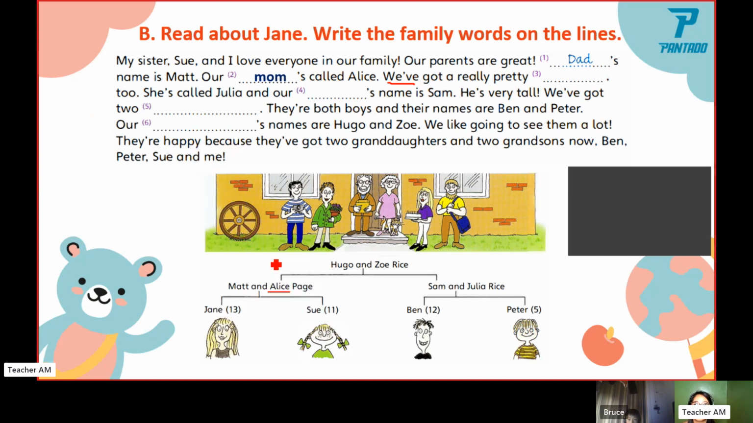We've got a really pretty. They are very proud, happy. Okay, so wait a minute, Bruce. This is a story about Jane's family. So the answers in numbers 1, 2, 3, 4, 5, 6 are family words. Example: dad, mom, sister, brother, grandmother, grandparents, grandfather, aunt, uncle, cousins. Those are family words, okay? So what is your answer in number 3?